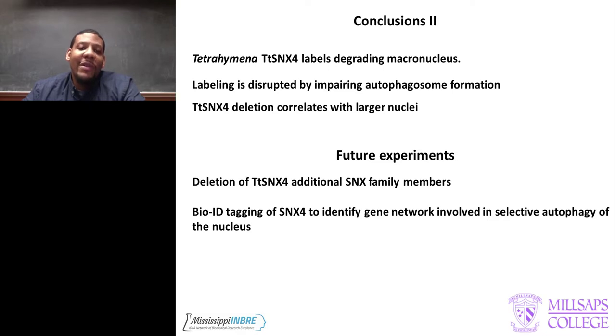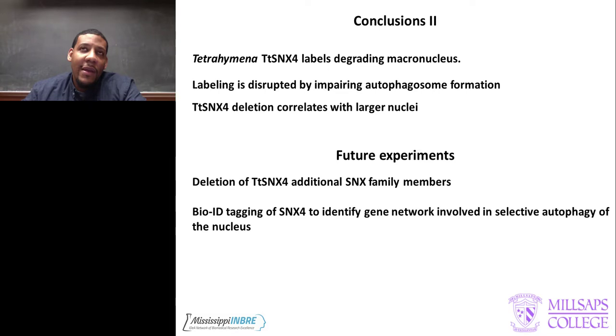So, future experiments that we want to do. There are additional SNX4 family members. In fact, in yeast, to see robust phenotypes, particularly in mitophagy, in autophagy of the mitochondria, one needs to delete SNX4 and its oligomerization partners, SNX41 and SNX42, in order to see a really strong phenotype. And so we wonder if we're not seeing compensation by the other SNX family members in terms of the lysosome localization.